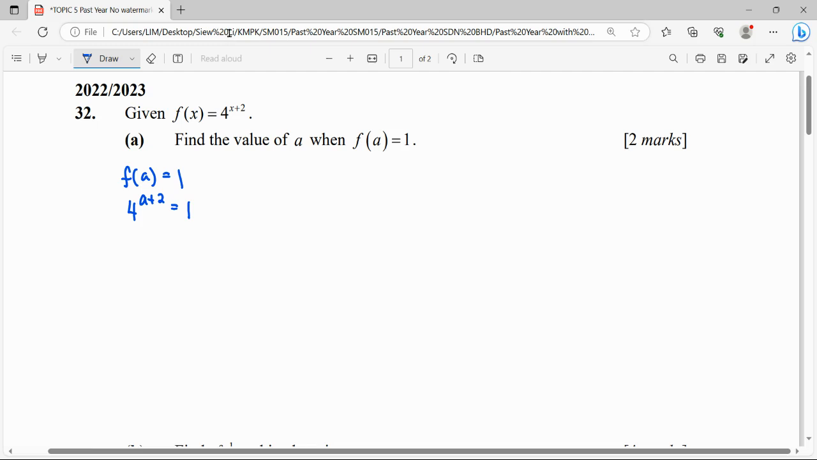So we're going to log both sides, or ln both sides. So ln 4 to the power of a plus 2, then ln 1. Ln 1 can be simplified to equal 0. Then as we can see 4 to the power of a plus 2, we can use the law of properties of log, where a plus 2 can be moved to the front. So it turns into a plus 2 times ln 4.